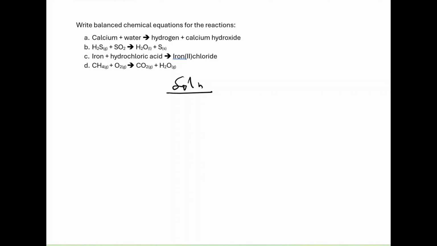Solution. The first one, we have calcium. What we are going to do right now is write out their symbols. Calcium is Ca, capital C plus small a. Plus, now water is H2O. These produce what? Hydrogen. So hydrogen will exist in its molecular state. So this is H2 plus calcium hydroxide, Ca(OH) in brackets, and you put a subscript of 2 here.